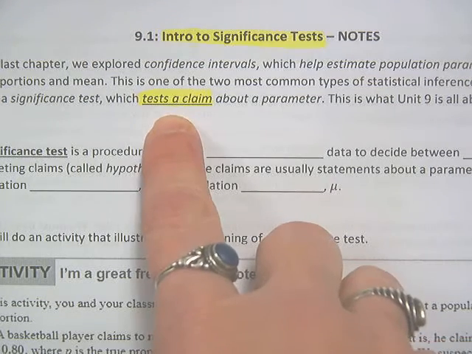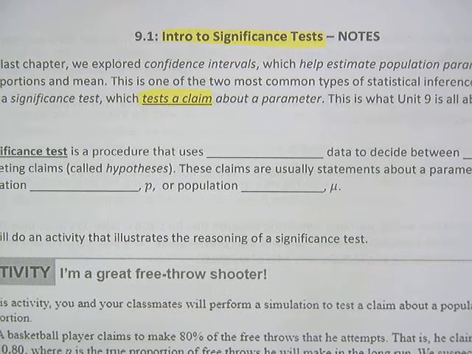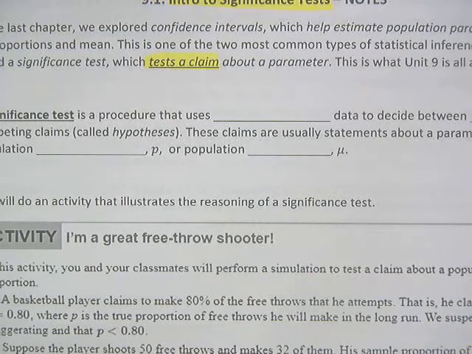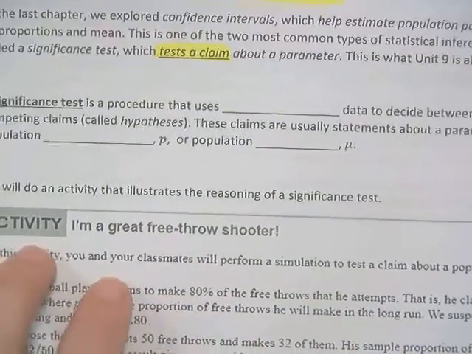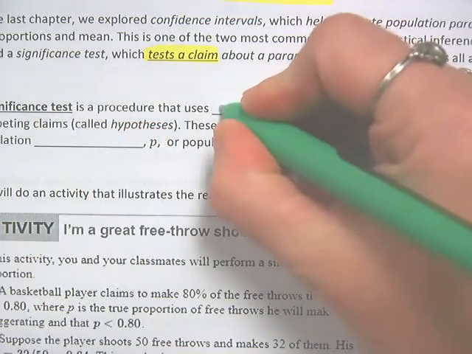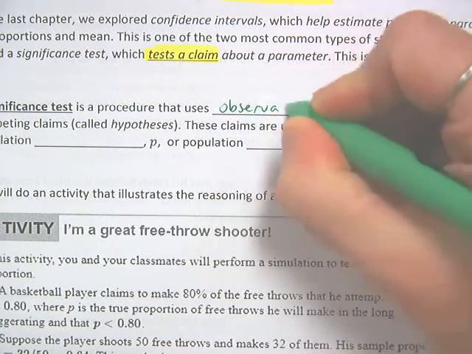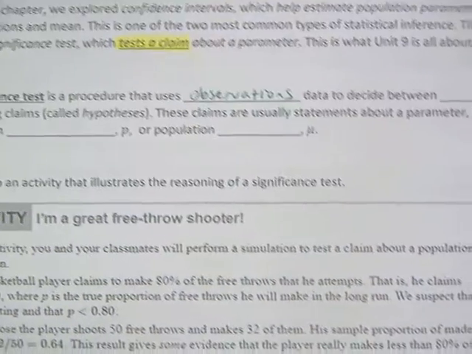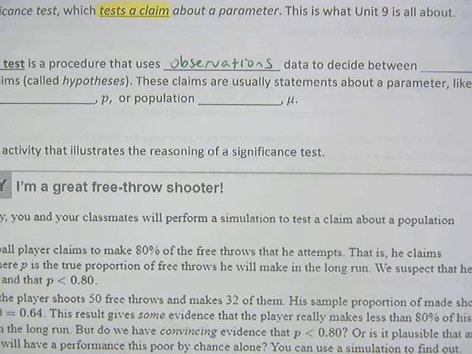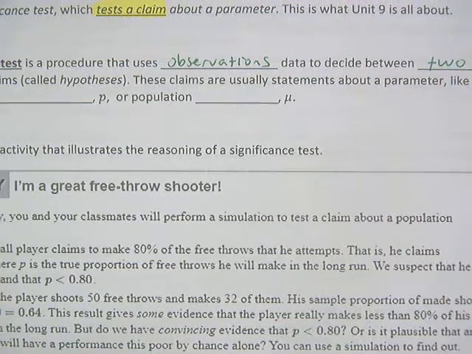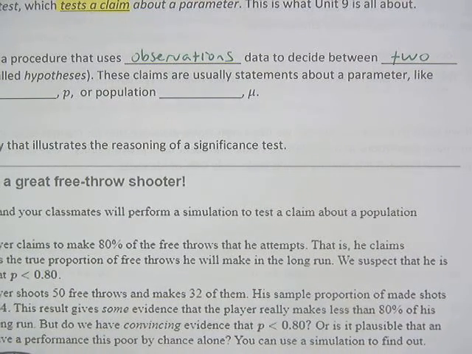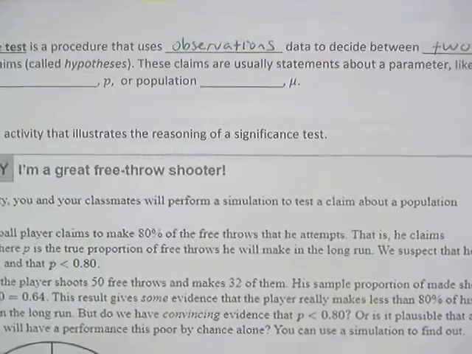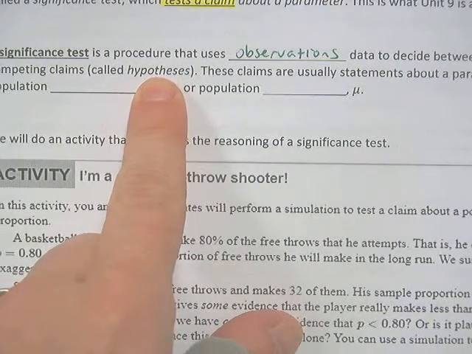Going to be doing is testing a claim, seeing if a claim is true or not, finding evidence for or against a claim. Now, by definition, a significance test is a procedure that uses observations, something that's observed, maybe in some kind of sample, observed data to decide between two competing claims. Those two competing claims are called hypotheses, and I'm going to show you today how to write hypotheses.